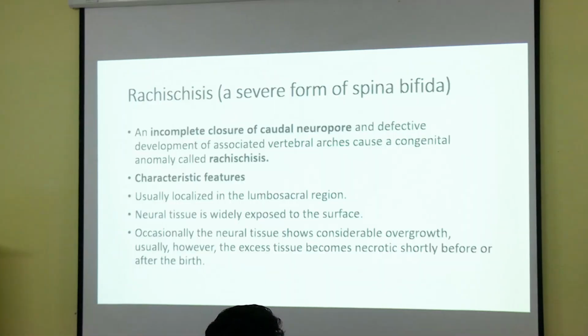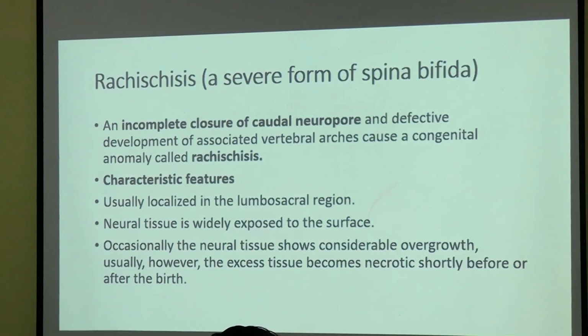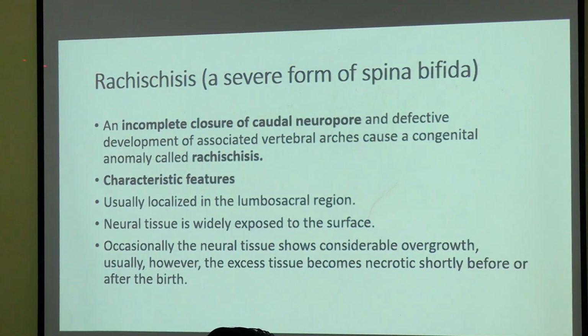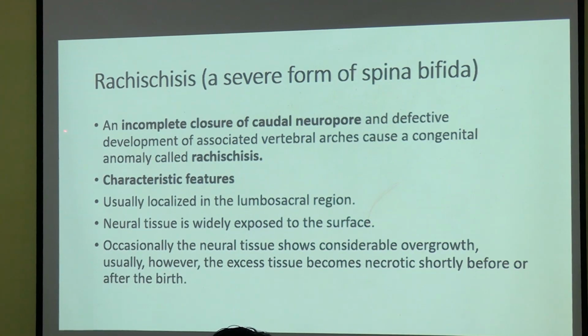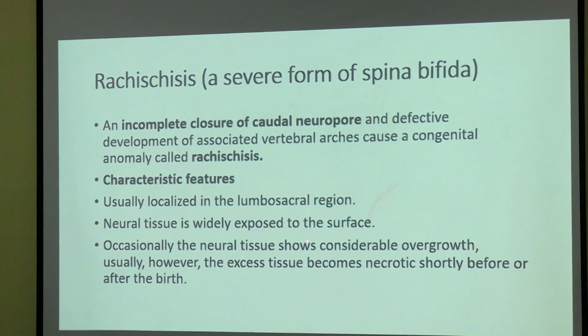Okay, finished. The next condition is called rachischisis, which is the severe form of spina bifida. An incomplete closure of the caudal neuropore, that is nothing but the posterior neuropore, and defective development of the associated vertebral arches causes a congenital anomaly called rachischisis. The characteristic features of rachischisis are usually localized in the lumbosacral region. Neural tissue is widely exposed to the surface area. Occasionally the neural tissue shows considerable overgrowth. Usually the excess tissue becomes necrotic shortly before or after birth.